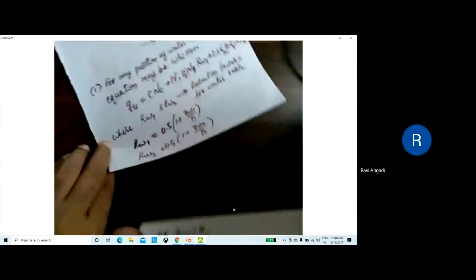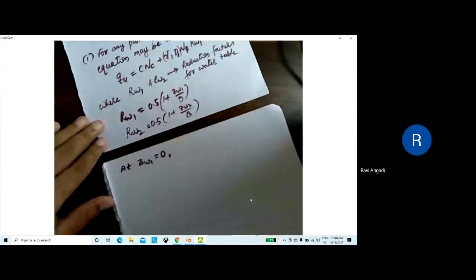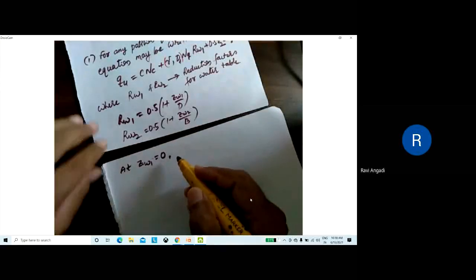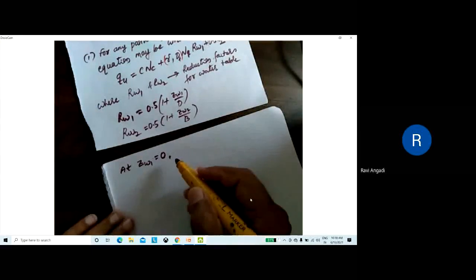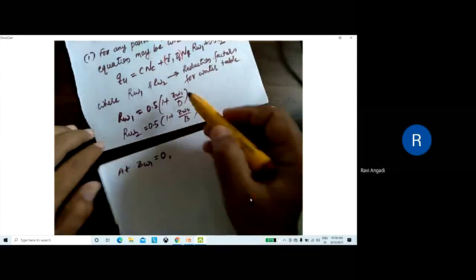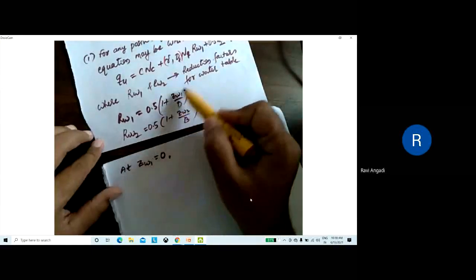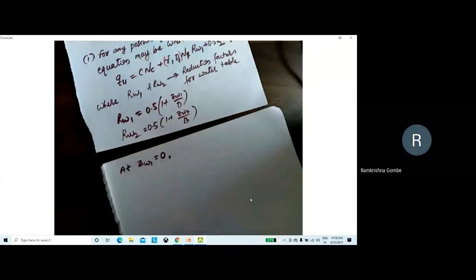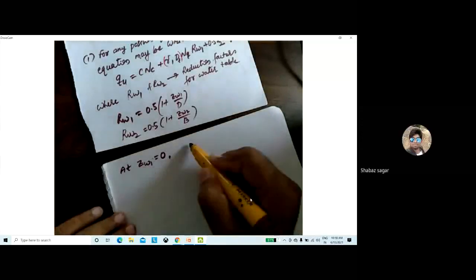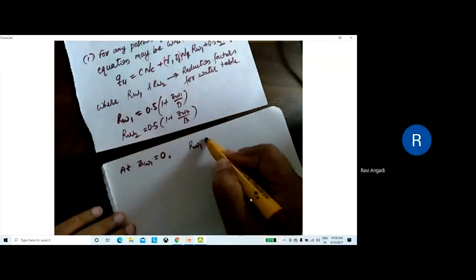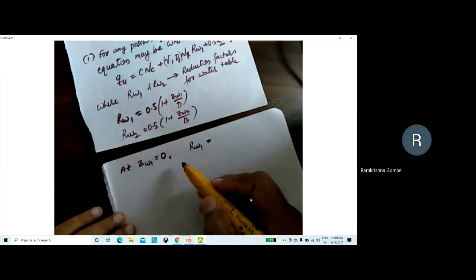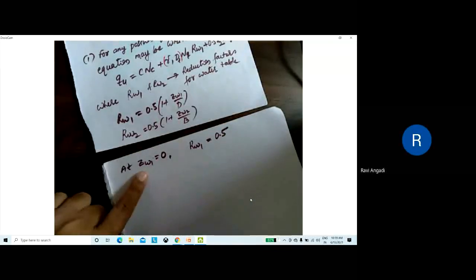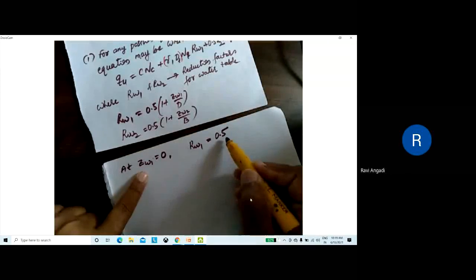Okay. Now see, RW1 at ZW1 is equal to 0. When I take ZW1 is equal to 0, this second term vanishes, yes or no? Yes, sir. Then what is RW1? 0.5, sir. 0.5. Okay, remember when the water table is at ground level, the RW1 is to be taken as 0.5.